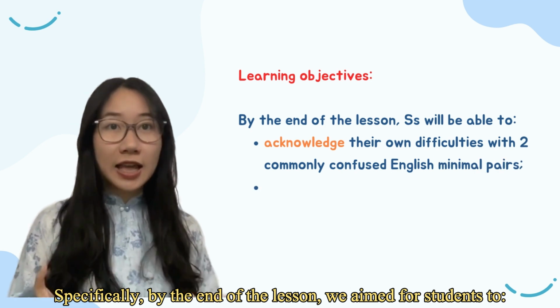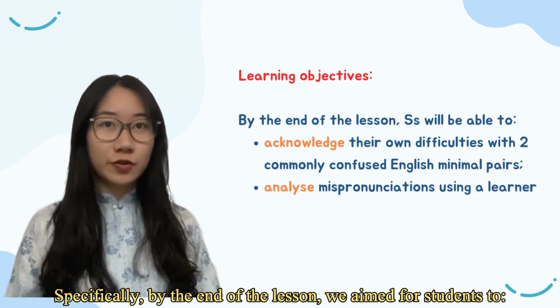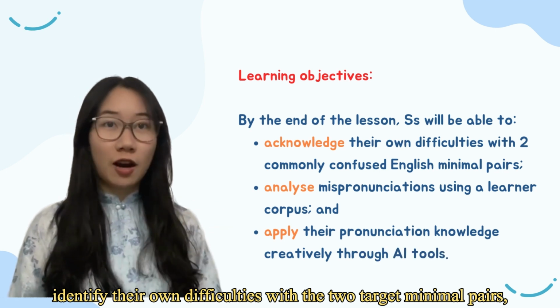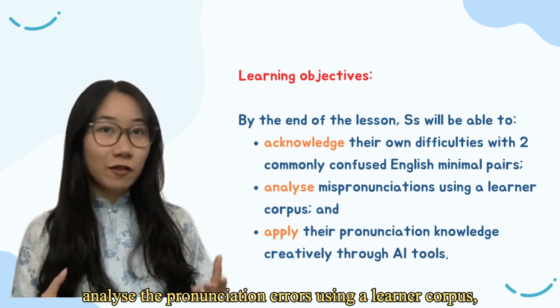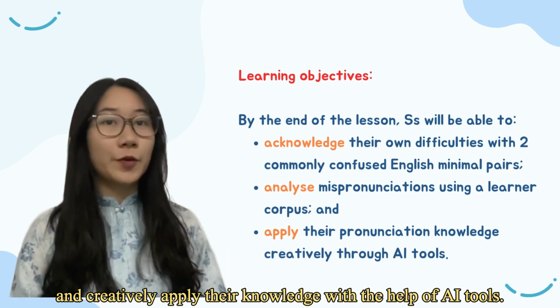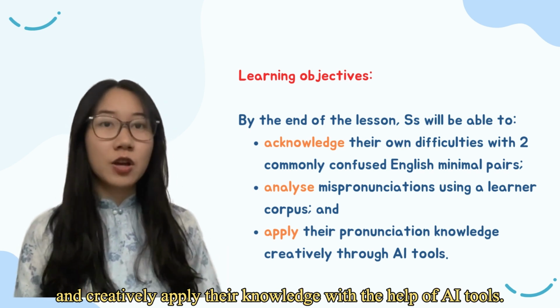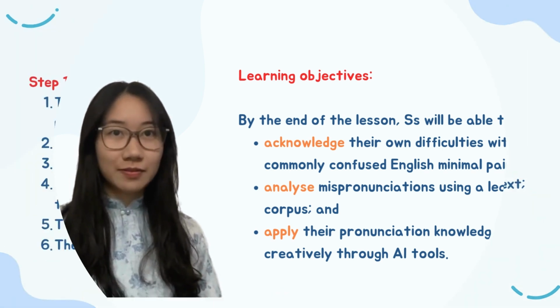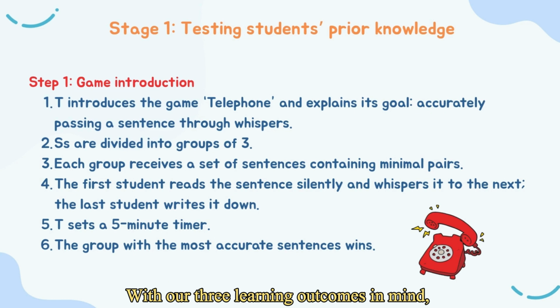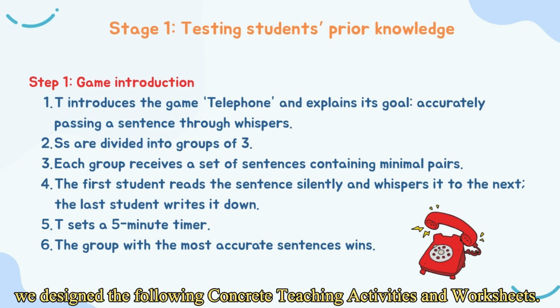Specifically, by the end of the lesson, we aim for students to identify their own difficulties with the two target minimal pairs, analyze the pronunciation errors using a learner corpus, and creatively apply their knowledge with the help of AI tools. With our 3 learning outcomes in mind, we designed the following concrete teaching activities and worksheets.